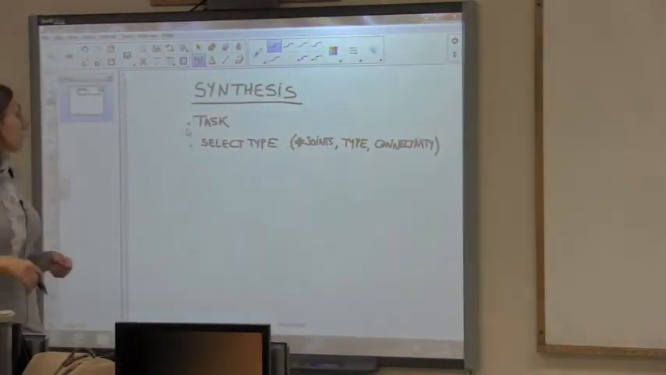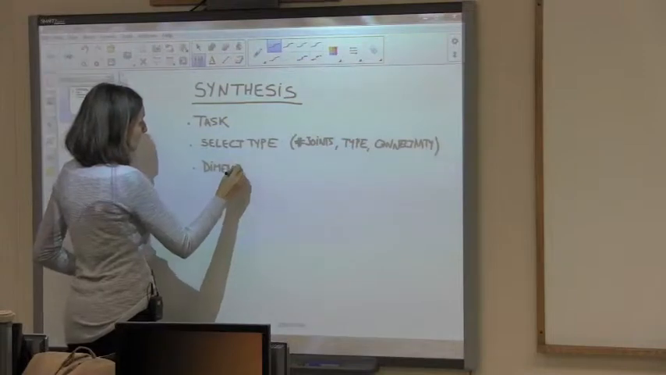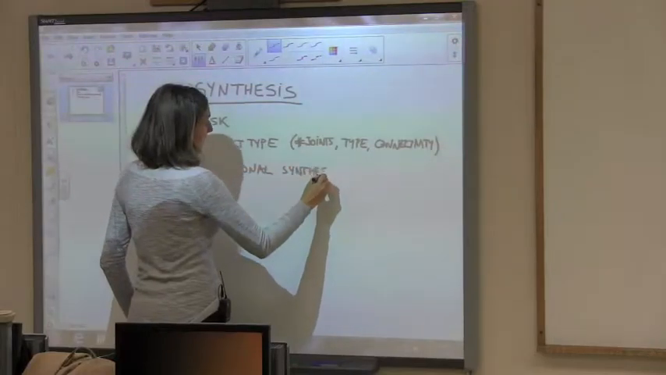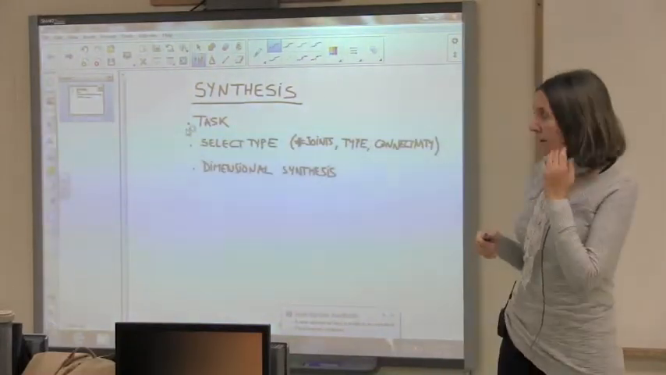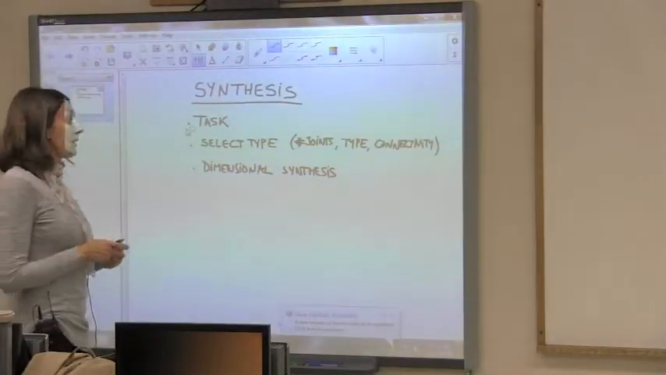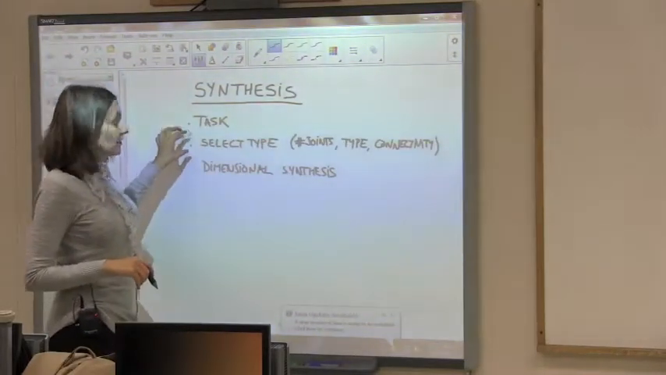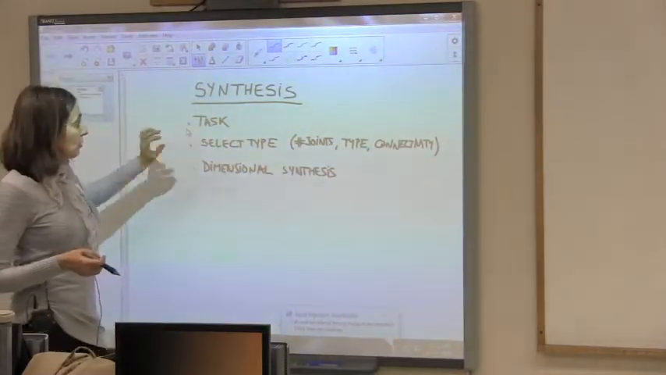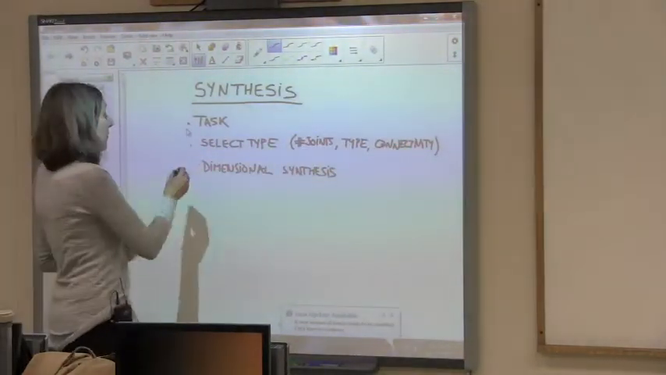And then the third part would be to do what we call the dimensional synthesis. Which is just, once you have your task, see exactly where your joints need to be located relative to the other joints in order to be able to perform that task. So what we are going to do is we will select the type for right now just manually. We will say this is the type of robot we want to do. We are not going to look into how this is done automatically for right now. And then we will do the dimensional synthesis. So we will focus on this one.